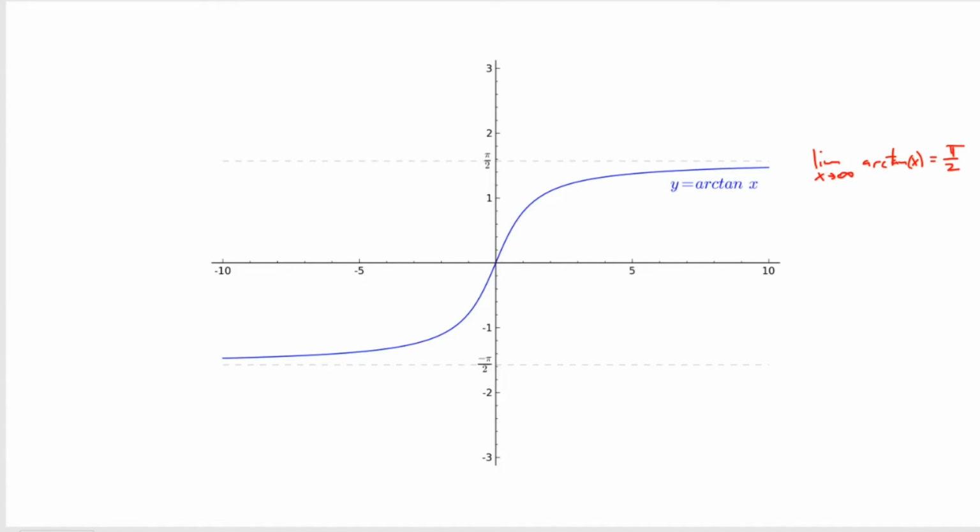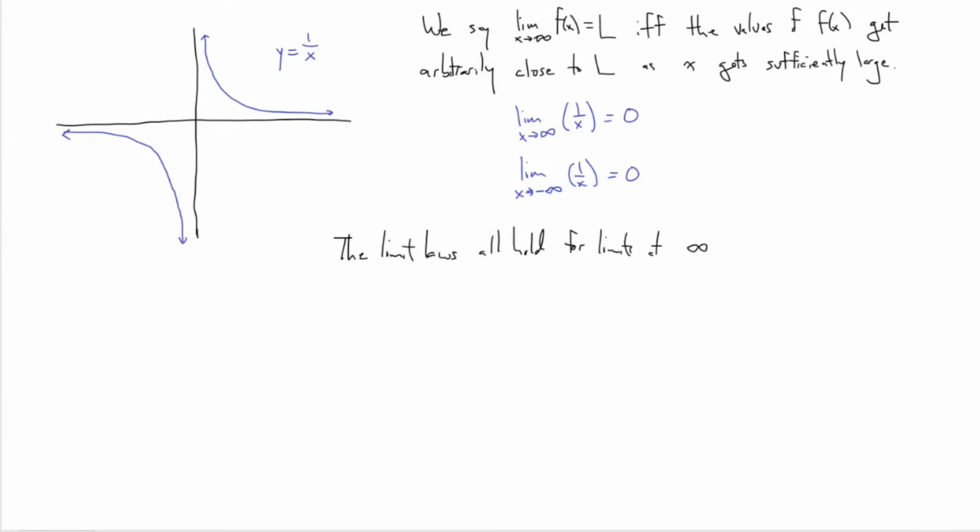Similarly, if you look at what happens as x approaches negative infinity, it's pretty clear that the function values are approaching negative pi over 2, so the limit as x approaches negative infinity of the arctangent of x is equal to negative pi over 2. It's worth noting that the limit laws that we've established all hold for limits at infinity. So for example, the limit as x approaches infinity of the sum of two functions is the sum of the two limits, provided those limits exist.